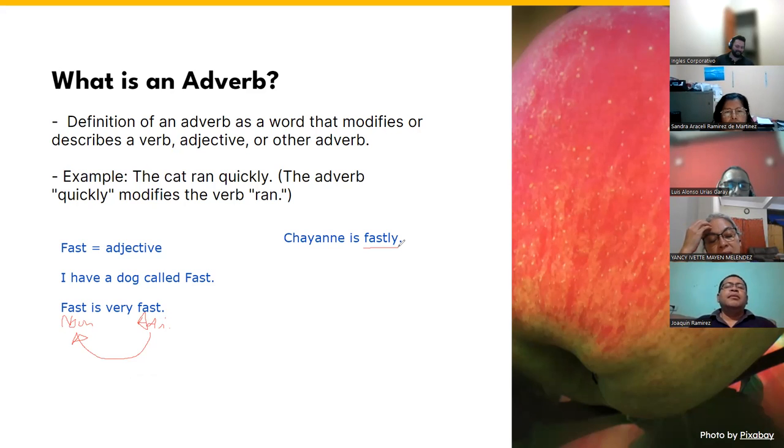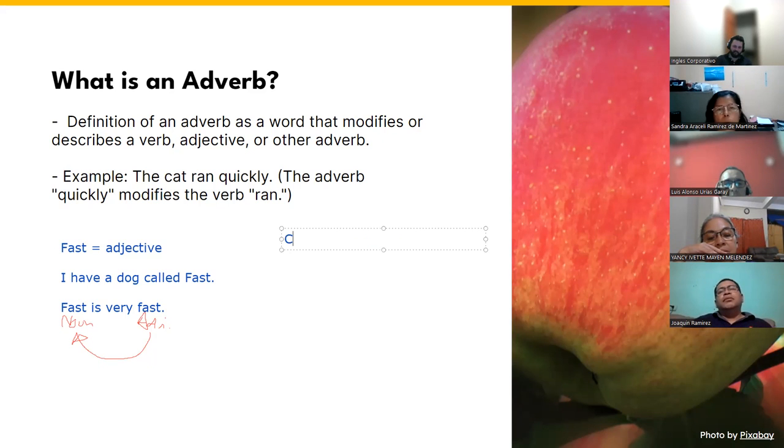I'm just playing with you guys. Of course, this doesn't make sense. This doesn't even exist, guys. The word fastly doesn't exist. So, guys, for you not to get confused, remember, you have to ask yourself, what is this word doing in the sentence? What is the job of this word in the sentence? This is actually describing Cheyenne. This would be an adjective, because I'm describing how Cheyenne is. Cheyenne is fastly, right? However, the word fastly does not even exist.